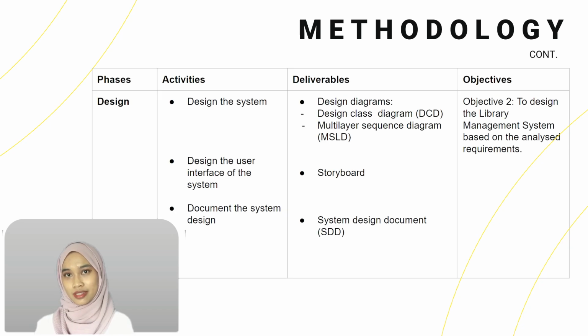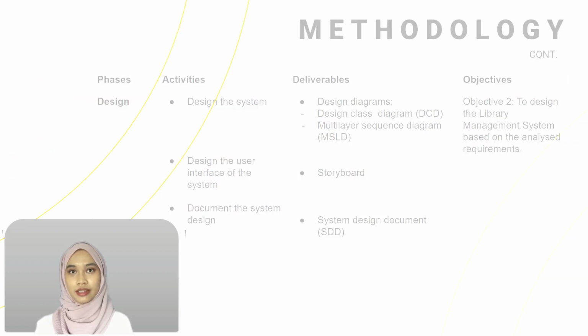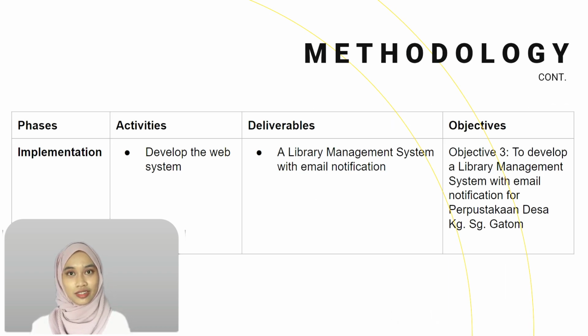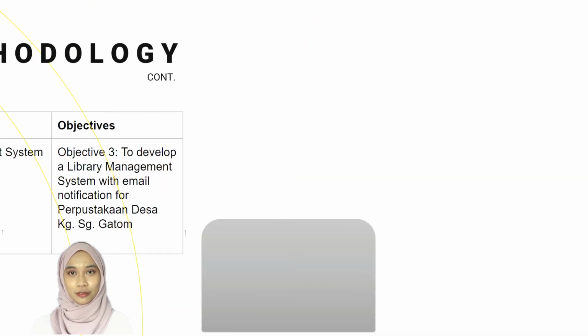Next, the activities involved in system design are shown in the table. The activities stated will deliver the outputs, which are DCD, MSLD, storyboard, and also STD. And the objective for this phase is to design the library management system with email notification based on the analyzed requirements. Lastly, the activities involved in system implementation are as shown in the table, and the objective for this phase is to develop a library management system with email notification for Perpustakaan Desa Kampus Sungai Gatong.